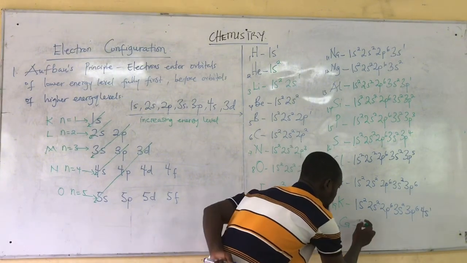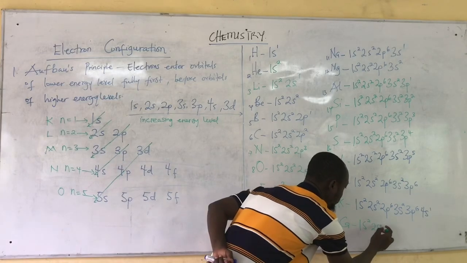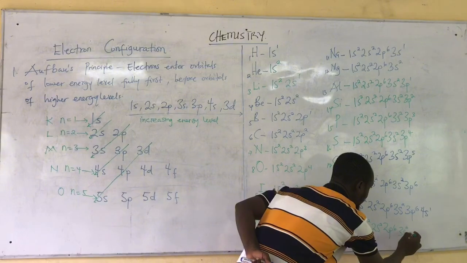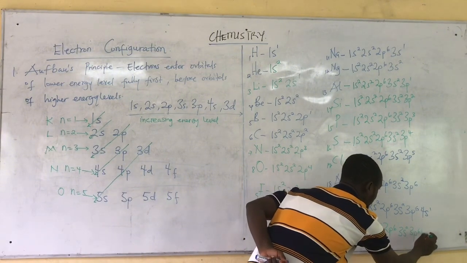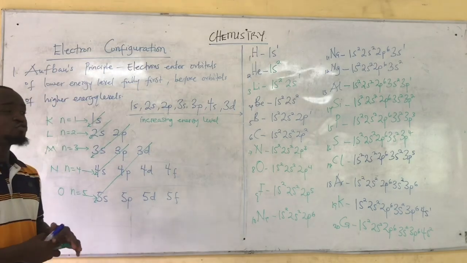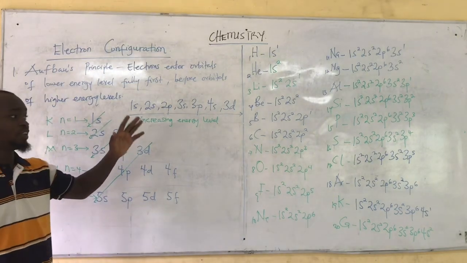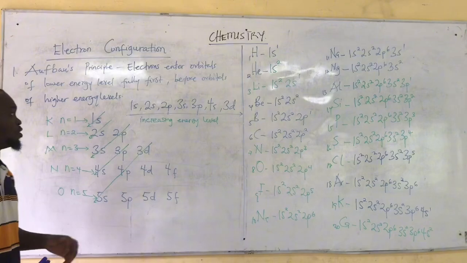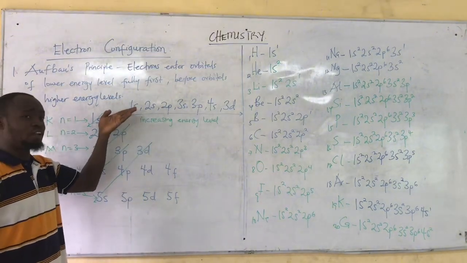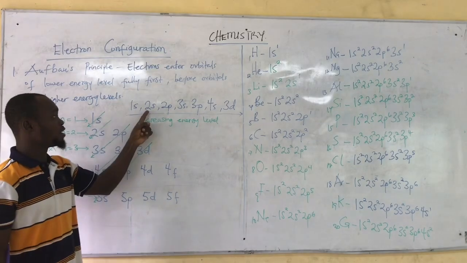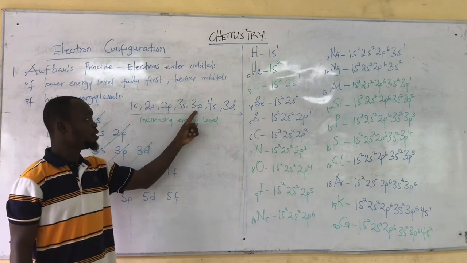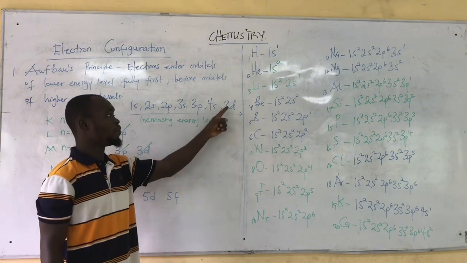So calcium becomes 1s2, 2s2, 2p6, 3s2, 3p6, and then 4s2. So these are electron arrangements based on the Aufbau principle. When we are filling electrons in each of these orbitals, we start with the lowest one, and the lowest one here is the 1s, followed by the 2s, followed by the 2p, followed by the 3s, followed by the 3p, followed by the 4s, before the 3d.